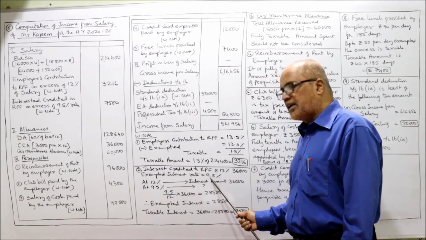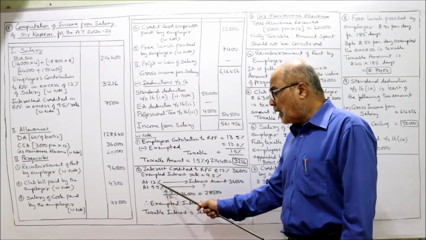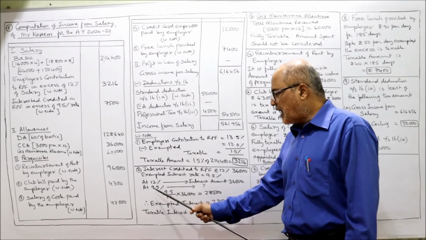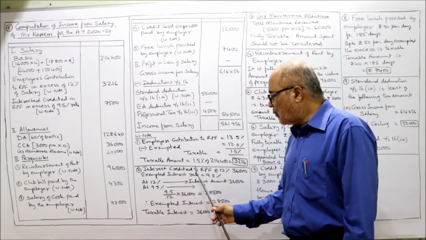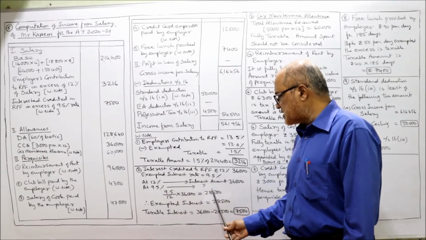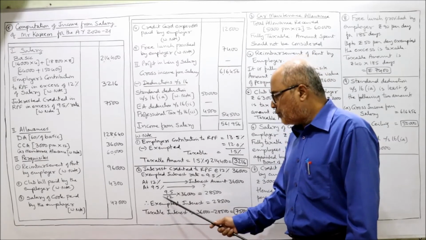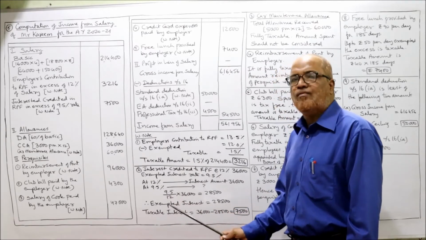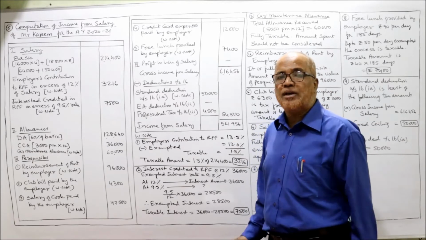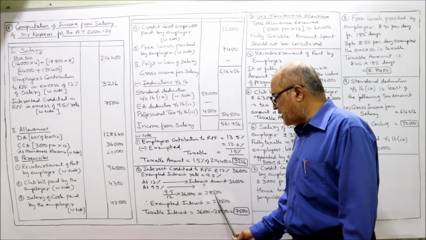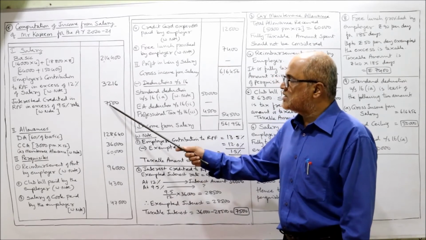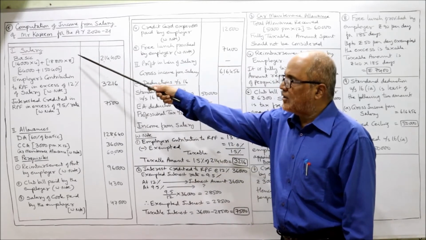Exempted interest rate is 9.5%. At 12% rate, the interest amount is given 36,000. At 9.5% rate, how much would be the interest? So 9.5 divided by 12 into 36,000, 28,500. So at 9.5%, it is 28,500. So 28,500 is exempted. So taxable how much? 36,000 minus 28,500. 7,500 is the taxable amount. So we have taken all the salary items.